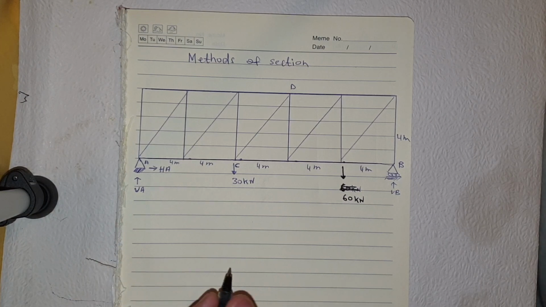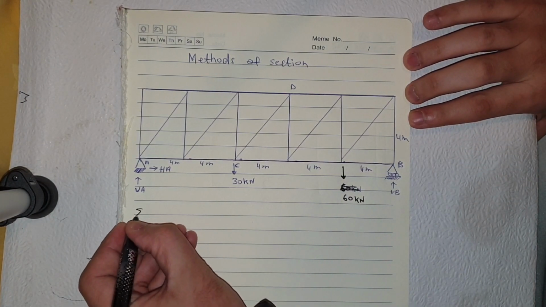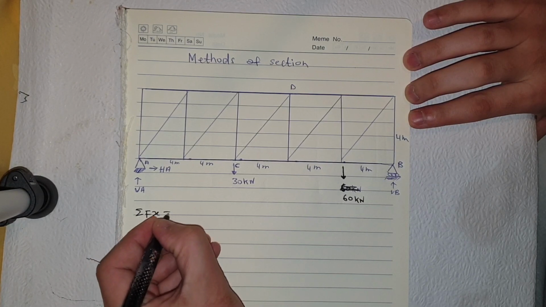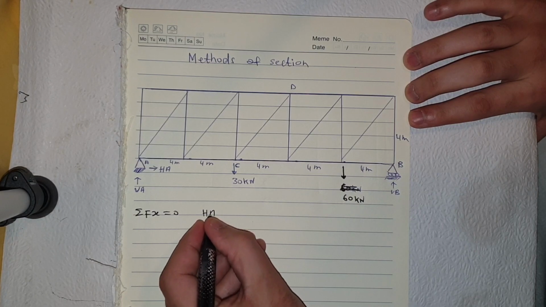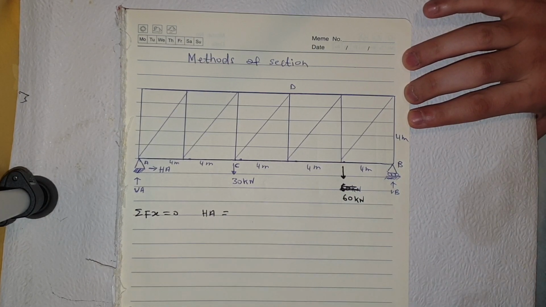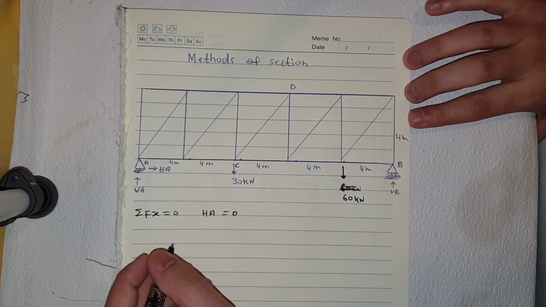So now I'm going to solve the reactions first. I'll take summation of Fx equal to 0. So I have HA. I don't have any forces acting in the horizontal direction. Therefore, our HA is equal to 0.